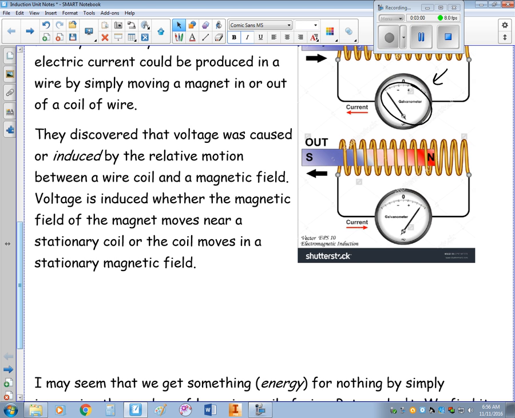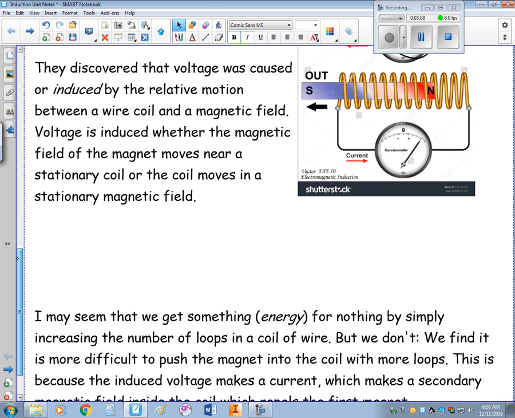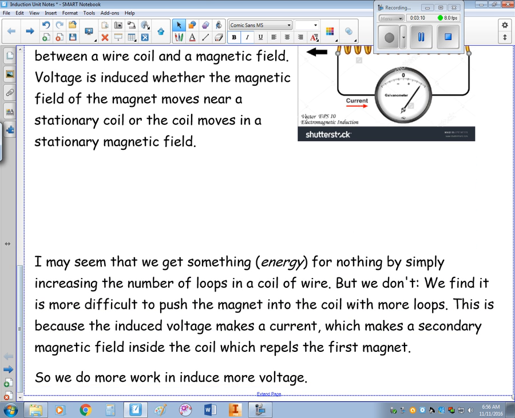This voltage is induced whether the magnetic field of the magnet moves near a stationary coil or the coil moves in a stationary magnetic field. Something else: the greater the number of loops moving in a magnetic field, the greater the induced voltage.